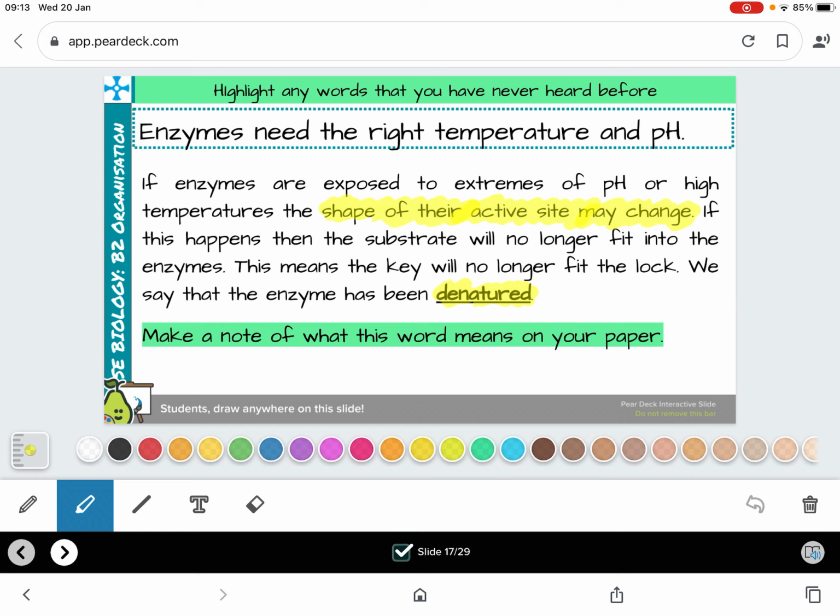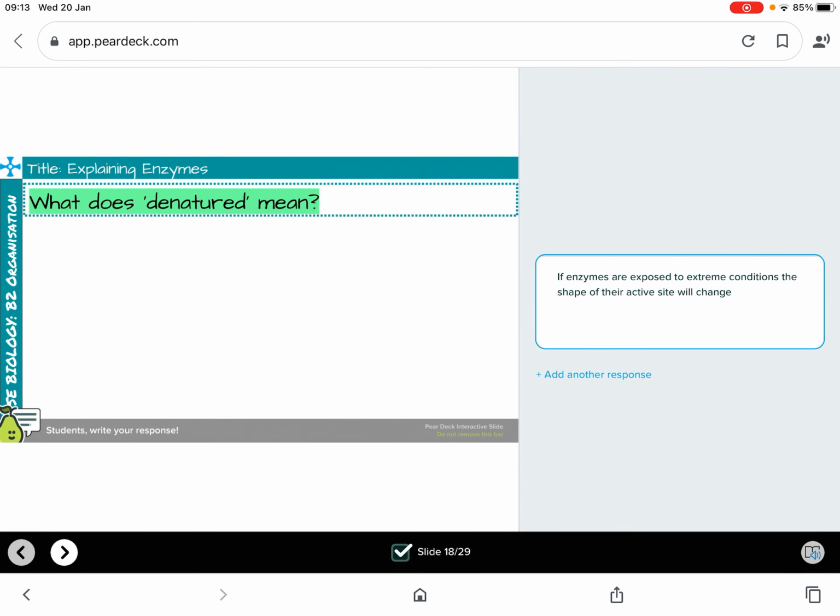It said, make a note of what this word means on your paper. So denatured means the shape of their active site may change. So what does denatured mean? If enzymes are exposed to extreme conditions, the shape of their active site will change.